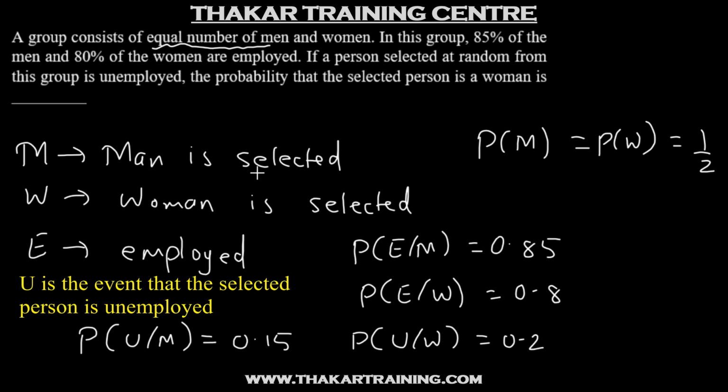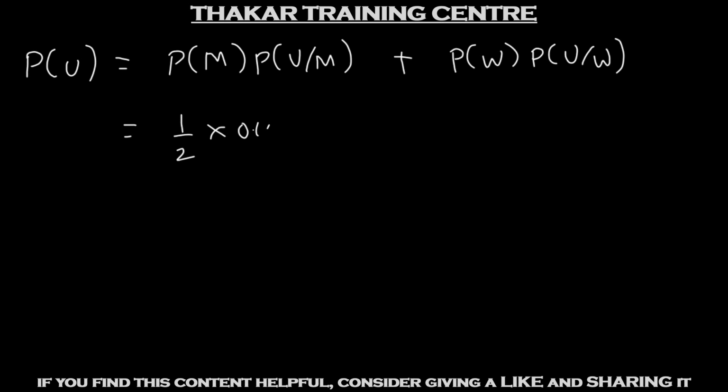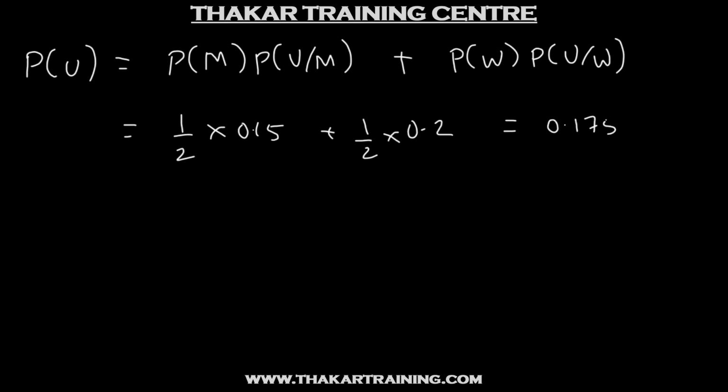Let's first find out the probability that a selected person is unemployed. The probability that a selected person is unemployed will be the probability that we select a man and the man is unemployed, or the probability that we select a woman and the selected woman is unemployed. Now substituting the values, which on simplification gives 0.175. So the probability that the selected person is unemployed is 0.175.